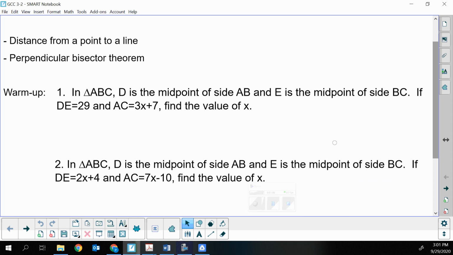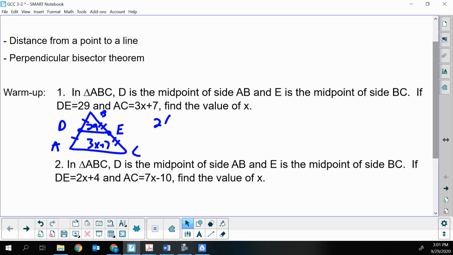Alright, so for this first one, we have triangle ABC. D is the midpoint, so we know those are the same. E is the midpoint of BC, so we know those are the same. They tell us that DE is 29. Well, we now know that DE is a mid-segment. We want to find the value of x, knowing that AC is 3x plus 7. So the mid-segment is always half of the third side, so we can double the 29 and set it equal to the 3x plus 7.